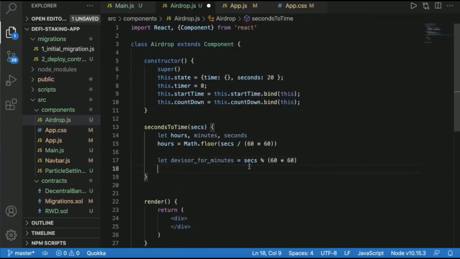So now that we have our divisor for minutes, what we can do is say minutes is going to equal our divisor for minutes divided by 60. But are we done here? Well, we're not done, right? Because we can't have fractions. If we have fractions, it's not going to work in JavaScript. So what do we do? Well, we're going to use the Math.floor again. We're going to be rounding. And there you go. That's how we get the minutes. So I want you to now pause the video and write out the code for the seconds.